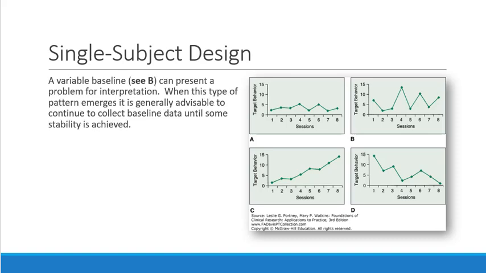Now let's take a look at B. This is a problem for interpretation. So it's going up, it's going down. It can be hard then to interpret what would happen if we applied the intervention. So what's recommended is you continue to collect baseline data until some stability is created.